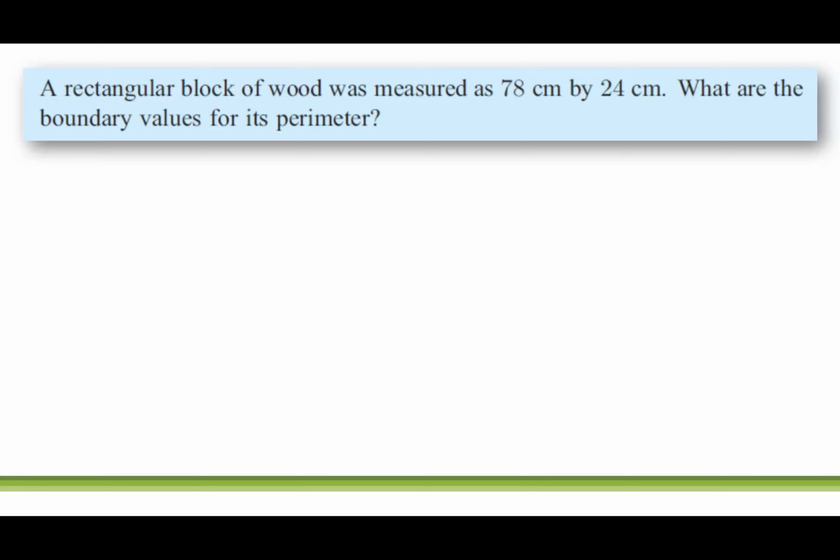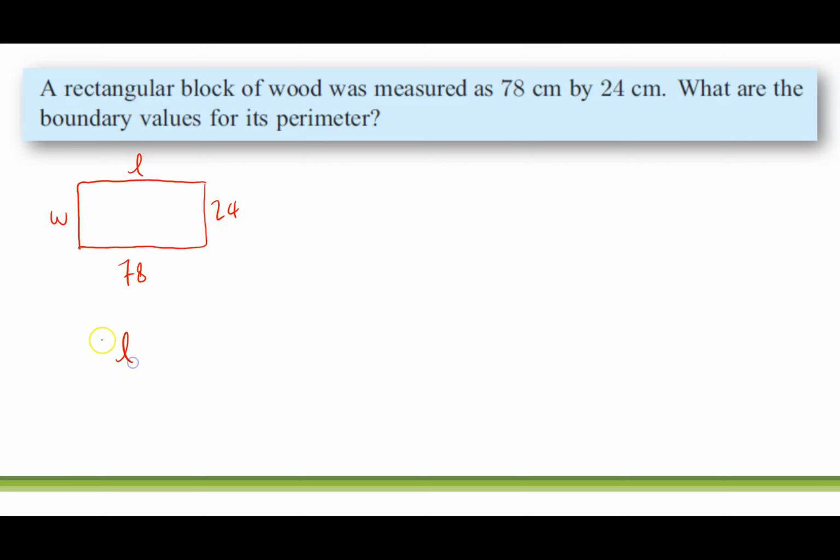Now here's one highlighted in blue, and I'm going to solve this one for you. It says a rectangular block of wood measured 78 centimeters by 24 centimeters. So what are the boundary values for its perimeter? Well, this is an interesting little question. Remember, with anything visual, you want to have a picture of it. I'm going to try and draw a rectangle here whose length is 78 and whose width is 24, but we're asked something about the perimeter. This is the length and this is the width. I want to come up with the boundary values, the accuracy of the boundaries for each of those variables.